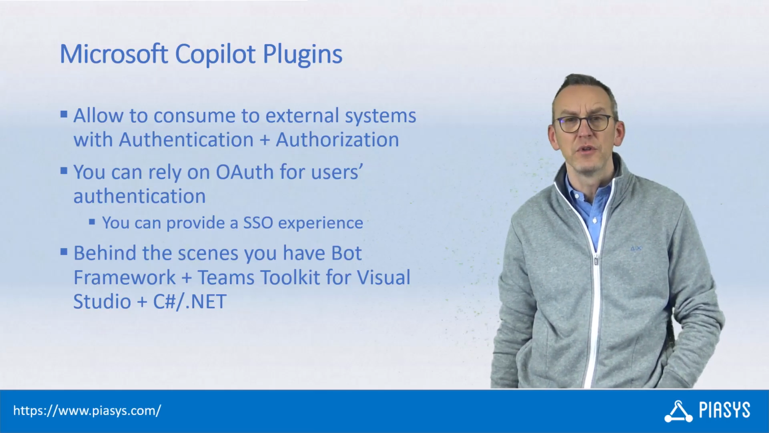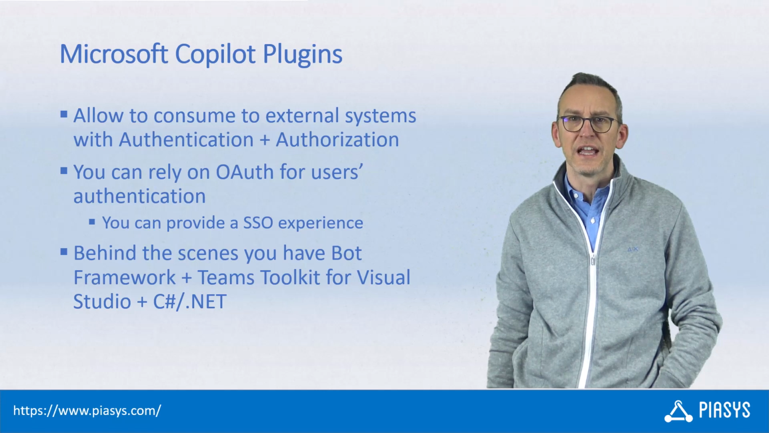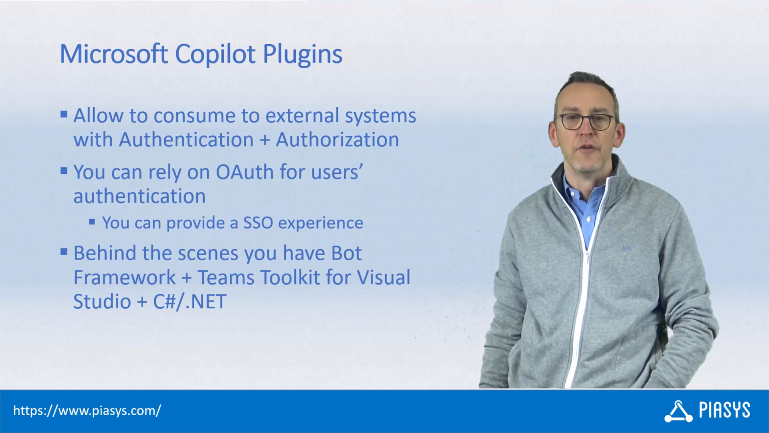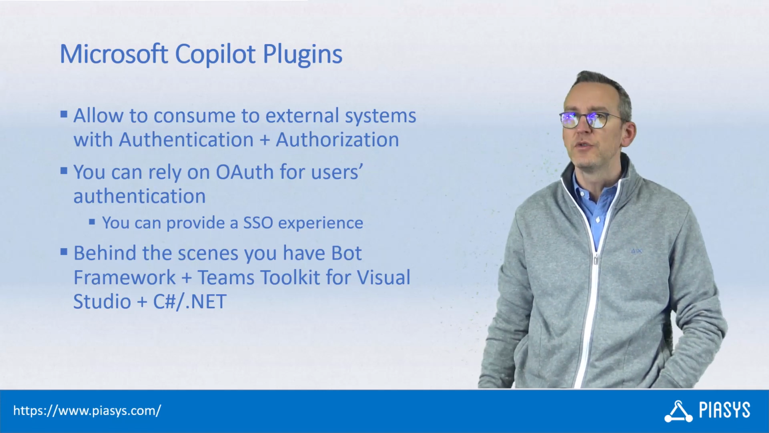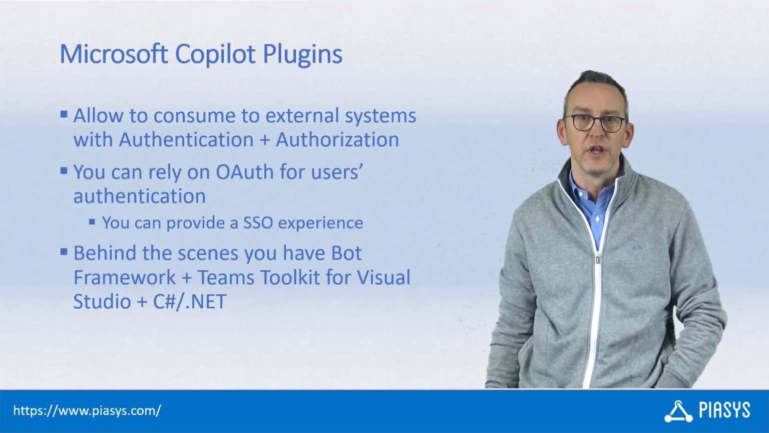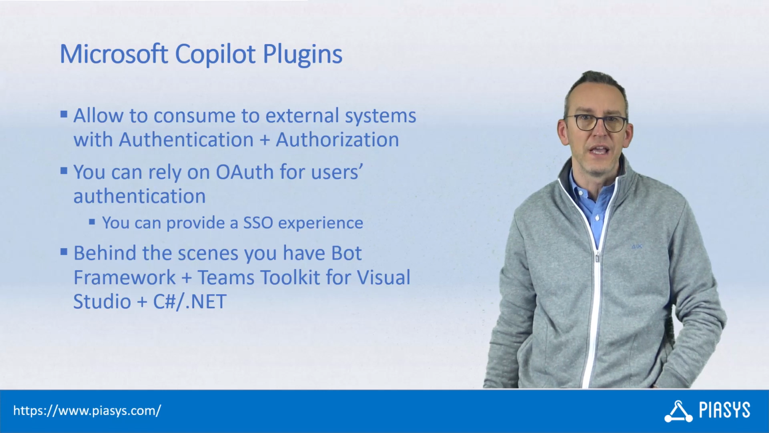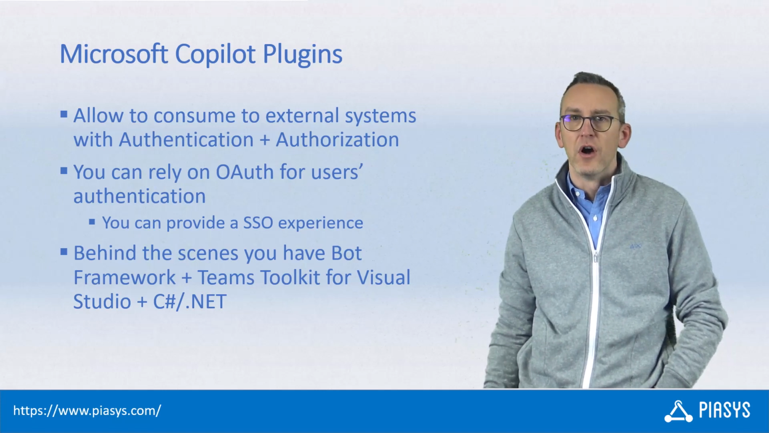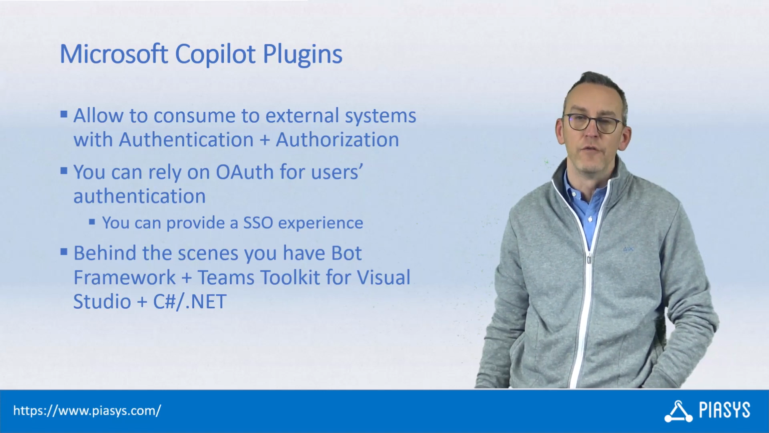In this video, I want to show you how to create a custom plugin for Microsoft Copilot for Microsoft 365. And I want to show you how you can use users' authentication and authorization to secure access to a backend API, which can be the Microsoft Graph or any other third-party APIs of your own.